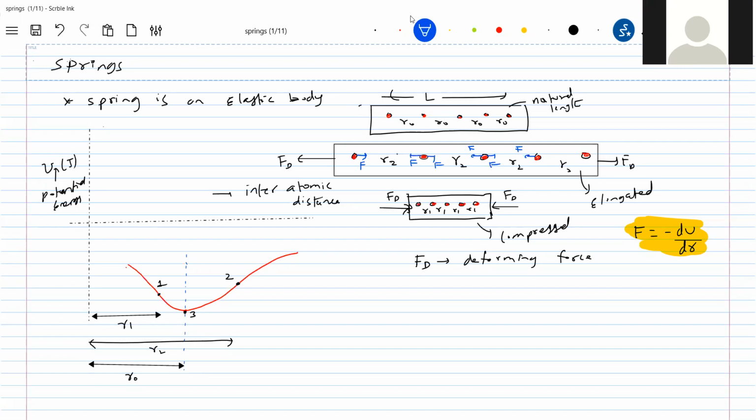Let's come for the slope at point 3. You please do listen. In the end, you can ask doubts, because I'm at the beginning of the concept. In the end, I'll give the opportunity. So what is the slope at point 3? It is 0. Slope at point 3 is 0. So what is the force acting on the atoms? It will be zero. So there I'm not showing any force.